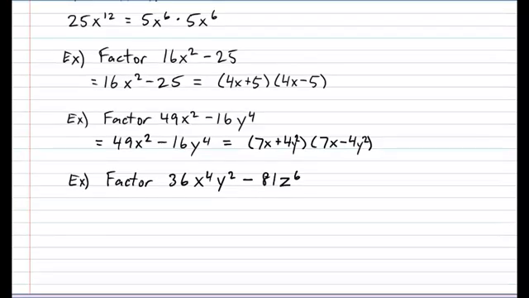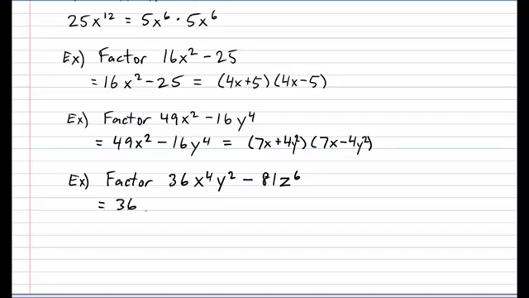One more time, you must first establish that this is in fact a difference of perfect squares. Well, there's a subtraction sign, so it is a difference. 36x to the 4 y to the 2 can be broken down perfectly into 6x squared y multiplied by 6x squared y. And the 81z to the 6 can be broken down into 9z to the 3 multiplied by 9z to the 3. So this polynomial is in fact a difference of perfect squares. So let's apply the technique.